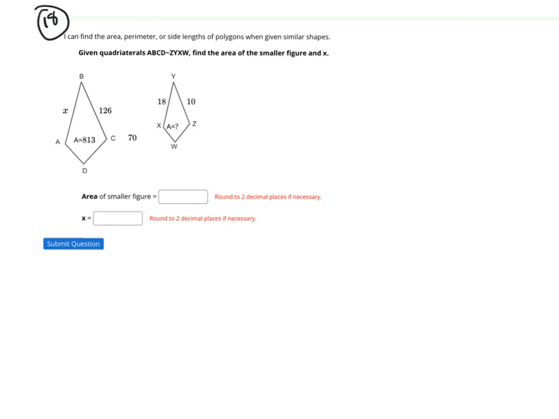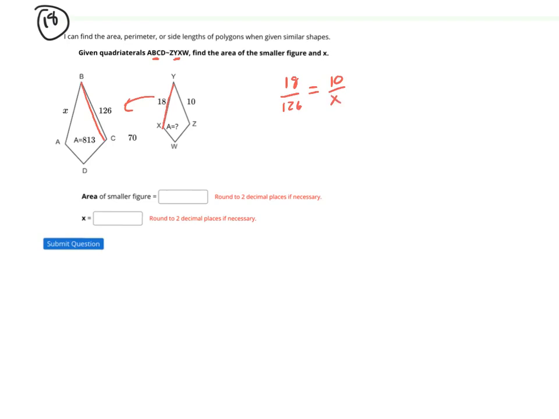The thing we have to be very careful of here is when you look at the similarity statement, I know the length of BC. So I find BC in my similarity statement. It's the middle two letters, which means that it corresponds to YX. So BC and YX are the corresponding parts. So if I wanted to write a proportion to solve for X, I would do 18 over 126, because those two are corresponding, equals 10 over X.